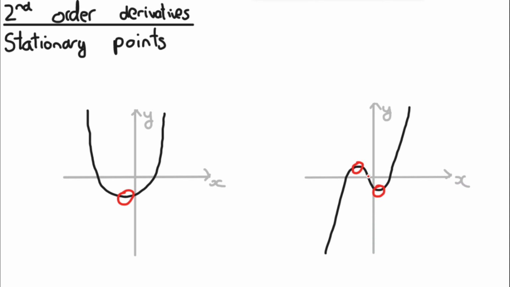And the key feature of stationary points is that they exist when the derivative is equal to 0. And this makes sense if you think about it, because this is where the gradient is 0, because you can see at these points, if you draw a tangent, this is where it is flat and it has a gradient of 0.